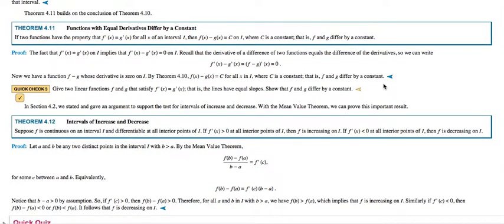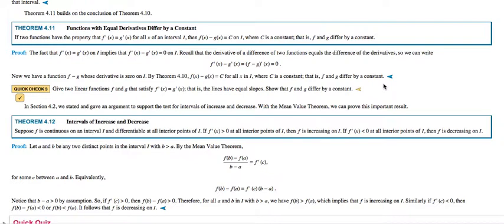Our second consequence of the mean value theorem states that if two functions have the property that their derivatives are equal for all x on the interval I, then f(x) minus g(x) equals c on I, where c is a constant. In other words, the two functions differ by a constant.